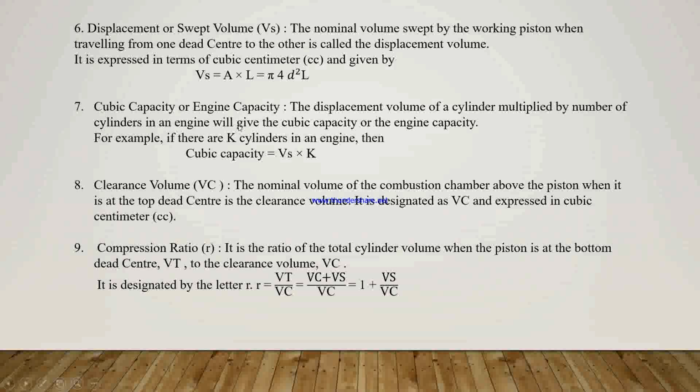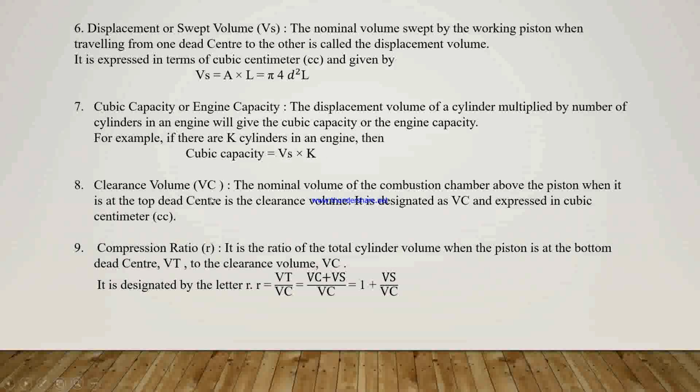Next is the cubic capacity of the engine or engine capacity. It is the displacement volume of a cylinder multiplied by the number of cylinders in the engine. If we consider K as the number of cylinders, then cubic capacity is Vs into K, that is displacement volume into number of cylinders.